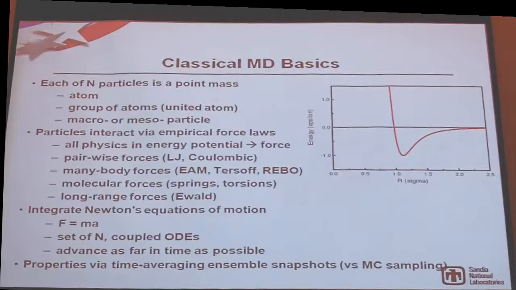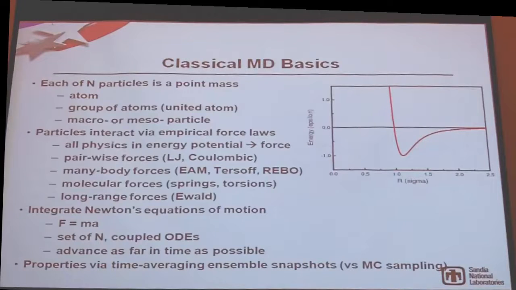And it can be described as pairwise forces, as in the Lennard-Jones potential or in Coulombic interactions, or it can be many-body forces. So it's not just pairwise interactions, but it can be a group of atoms and how they interact as a collection. There can be molecular forces, and then there can be long-range forces due to Coulombic long-range electrostatic interactions. And those can be modeled with something like the Ewald sum.